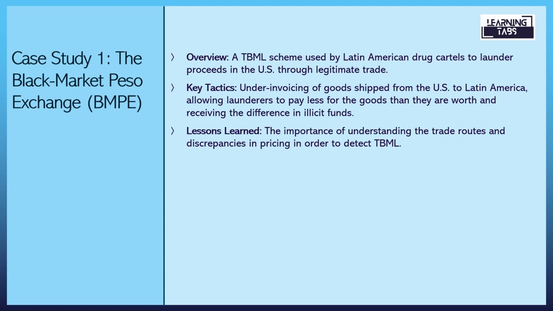Under-invoicing of goods shipped from the U.S. to Latin America, allowing launderers to pay less for the goods than they are worth and receiving the difference in illicit funds. Lessons learned. The importance of understanding the trade routes and discrepancies in pricing in order to detect TBML.